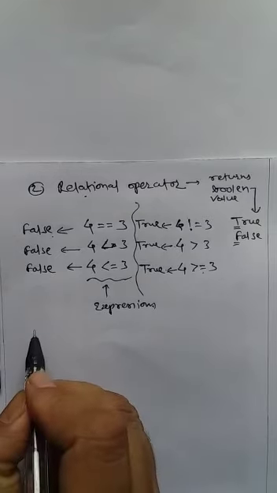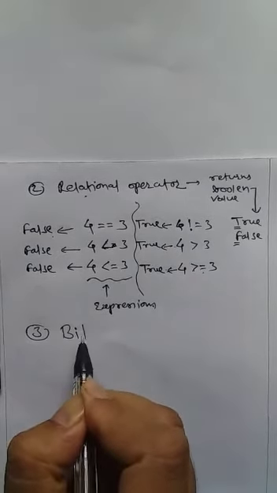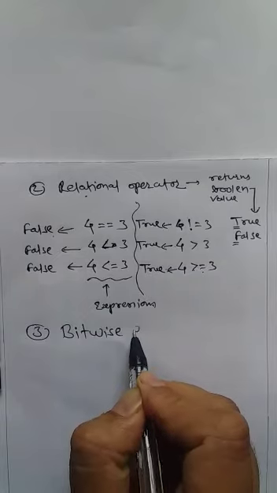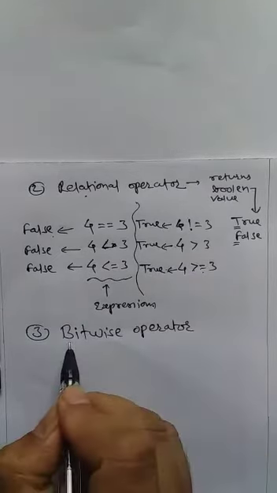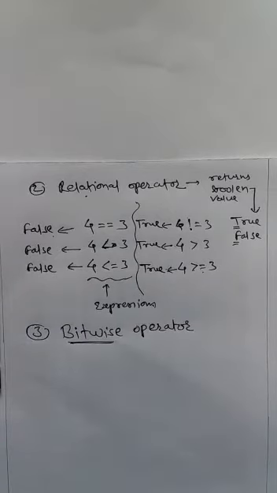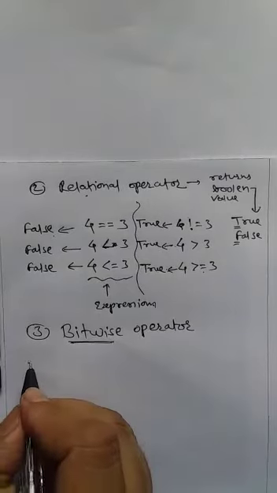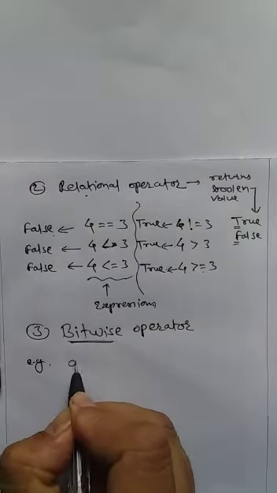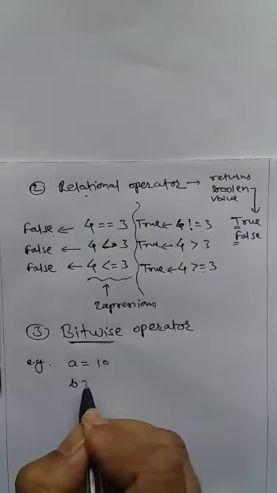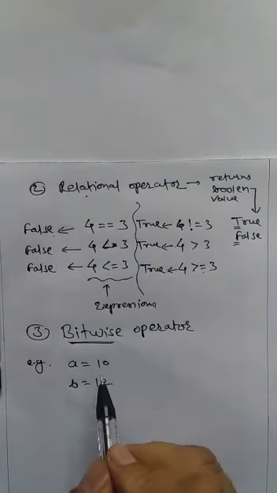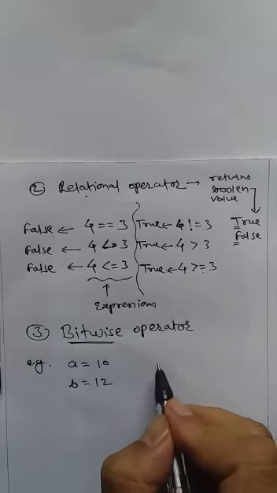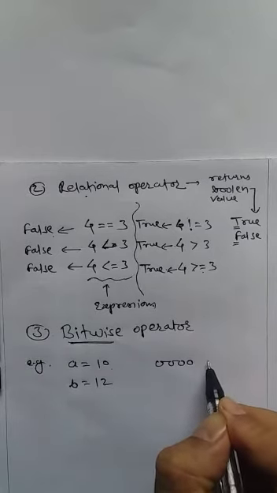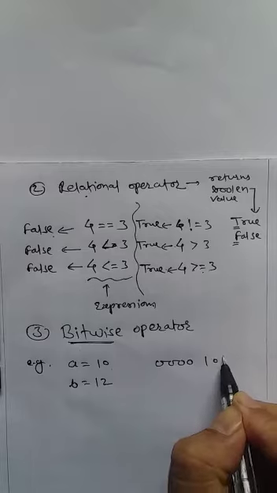Now we'll see the bitwise operators in Python. As the name indicates, bitwise means it works on bits. For example, suppose we have one number a is equal to 10 and another number b is equal to 12. Now how is a is equal to 10 written in binary form? The value 10 will be written as 1010.